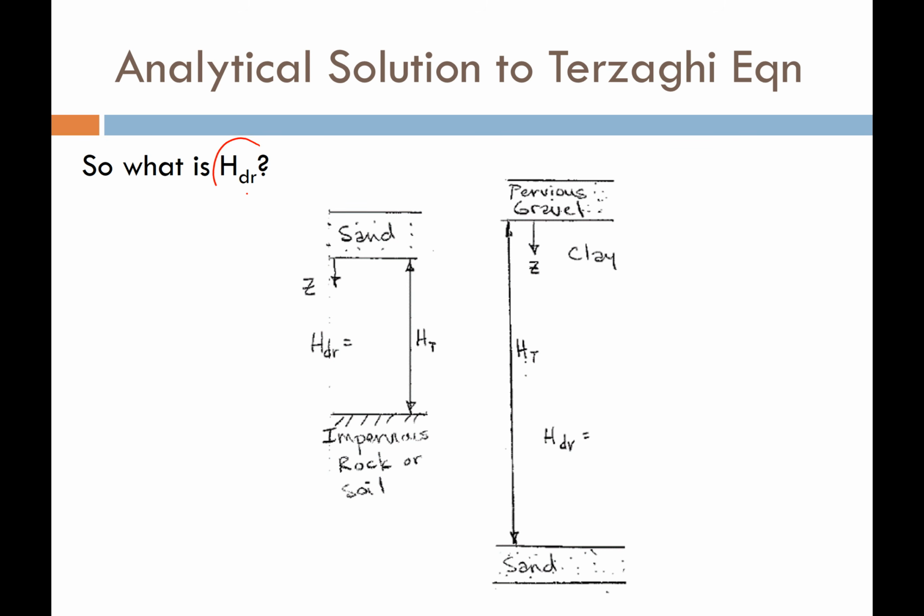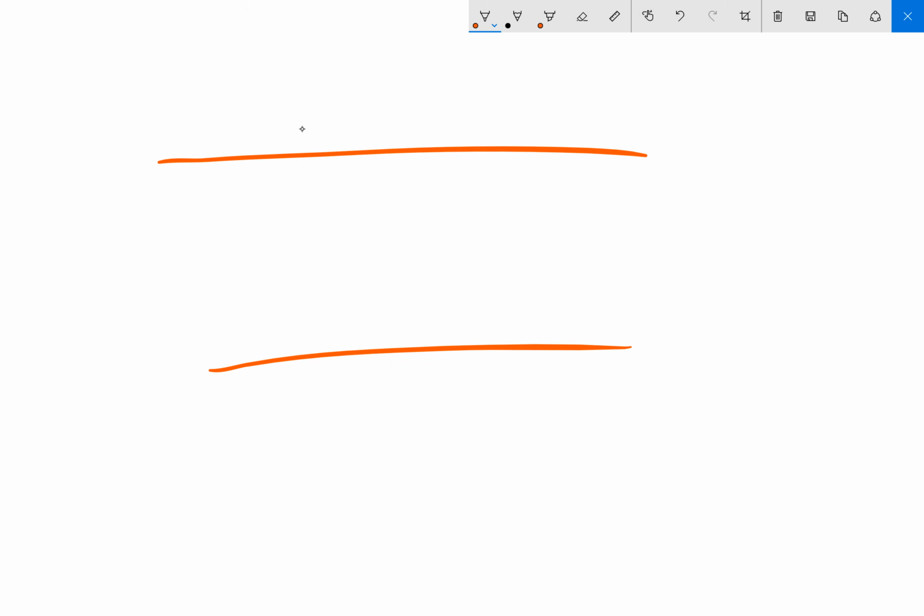So I promised that I would tell you what HDR is. Okay, imagine HDR, let's go back to this whiteboard. Here's my clay layer. Let's say that above my clay layer, first of all, I have sand, and below it I have sand as well. Where would be the location in the clay that it would take the drop of water the longest distance to travel to get into sand?